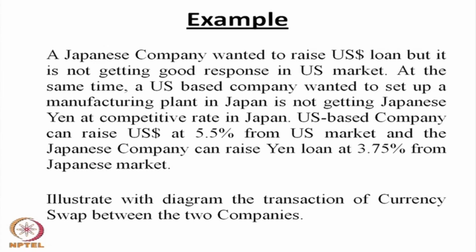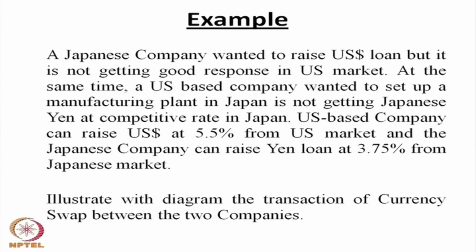A Japanese company wanted to raise a US dollar loan, but it is not getting a good response in the US market. At the same time, a US based company wanted to set up a manufacturing plant in Japan, but is not getting Japanese yen at a competitive rate in Japan. The US based company can raise US dollar at 5.5% from the US market, and the Japanese company can raise yen loan at 3.75% from the Japanese market. Illustrate with a diagram the transaction of currency swap between two companies.